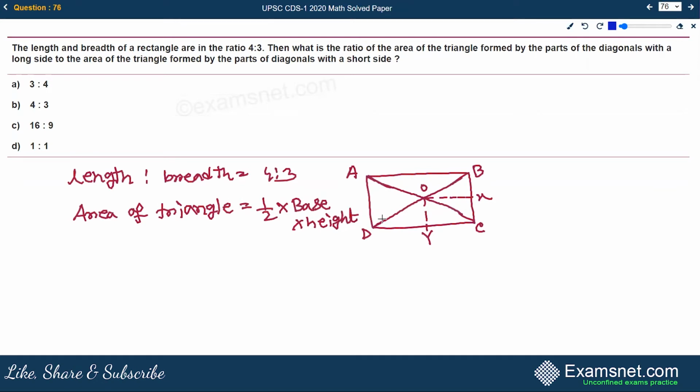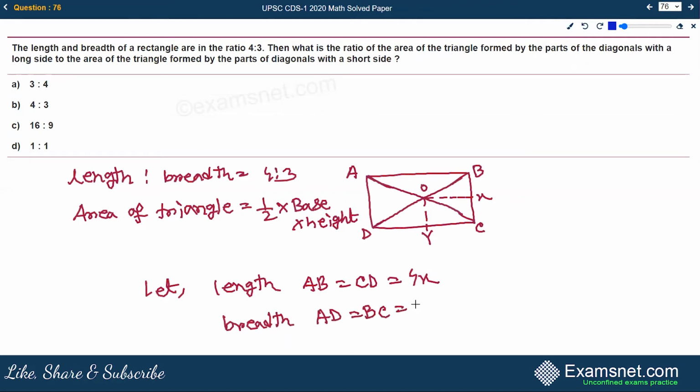Okay, so now let's consider these two triangles. Since length and breadth ratio is given, let length AB equals CD, we can say 4x, and breadth, that is AD equals BC, which is 3x, where x is the ratio constant.